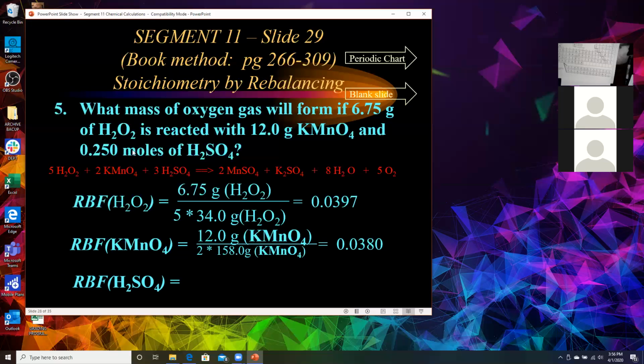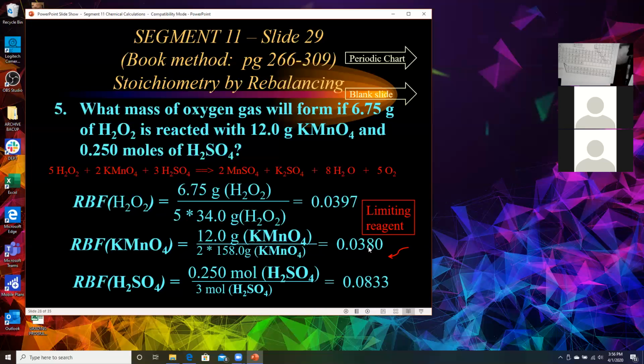Now, 0.25 moles of sulfuric acid. All right, 0.25 moles. Now the equation is showing 3 moles. I don't need to multiply by grams because I'm in moles here, really. I multiplied grams here because I wanted everything in grams, and these two. I do this calculation, 0.0833. Now, these are my 3 rebalancing factors. This one here, of course, is limiting.